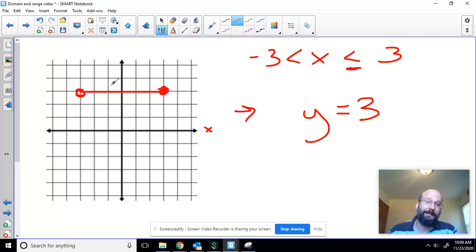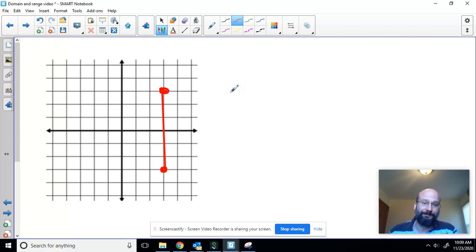But if you notice that it has a domain, a left and right, and put that down, then when you look for down and up and you see that it's the same thing, right? It doesn't go lower than 3. It doesn't go higher than 3. Then you put the equals. So a vertical line would be opposite.